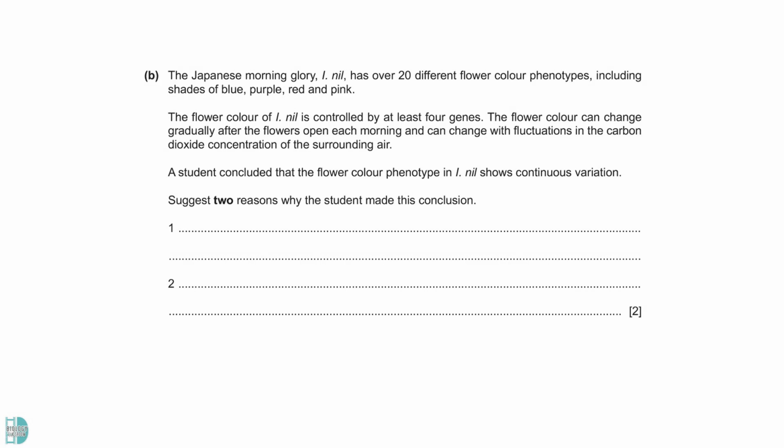B suggests 2 reasons the flower color phenotype shows continuous variation. The question describes the flower color as a characteristic that can change gradually. This means the phenotypes are not distinct. We cannot record the color in different categories, and there is a gradual range. There are various intermediates in the phenotype.